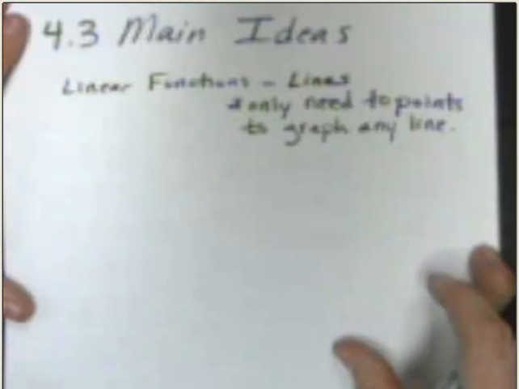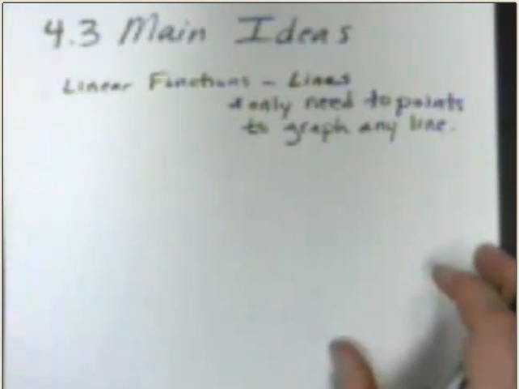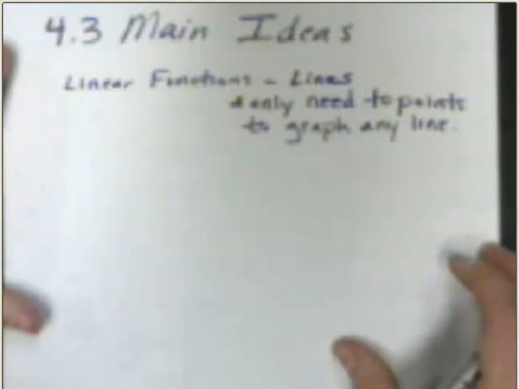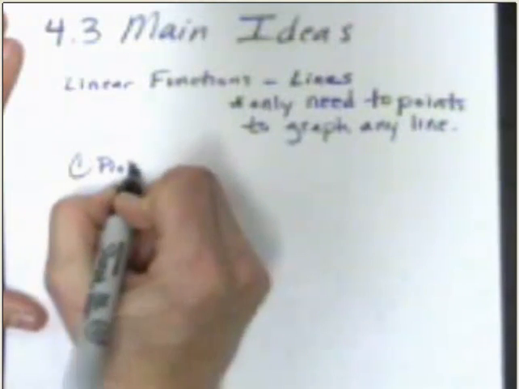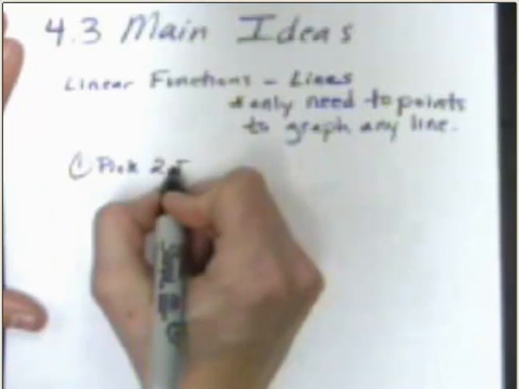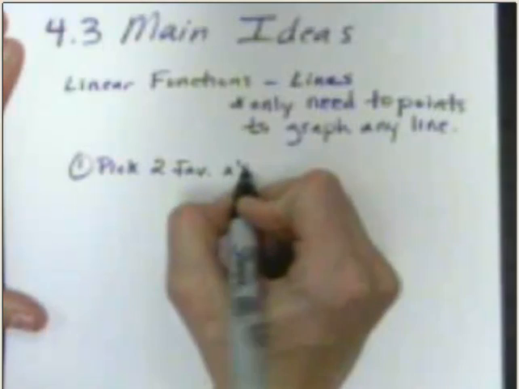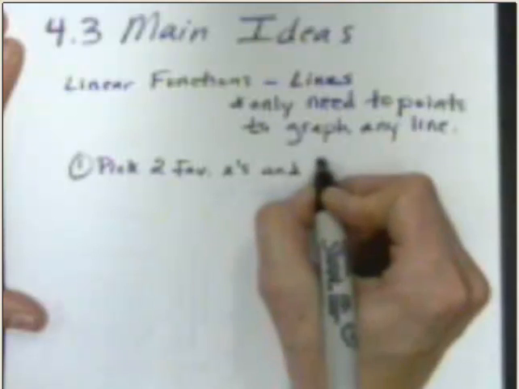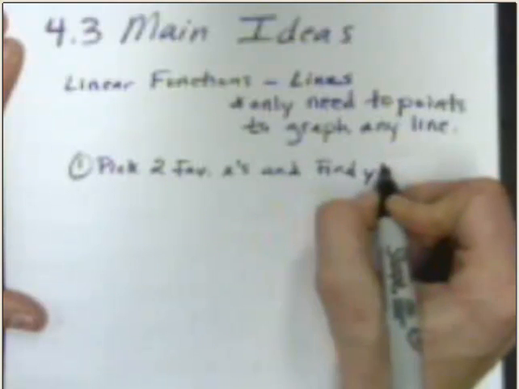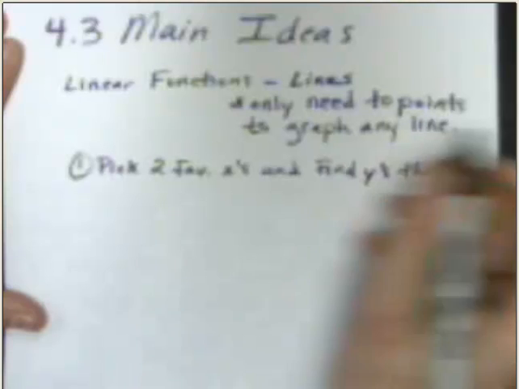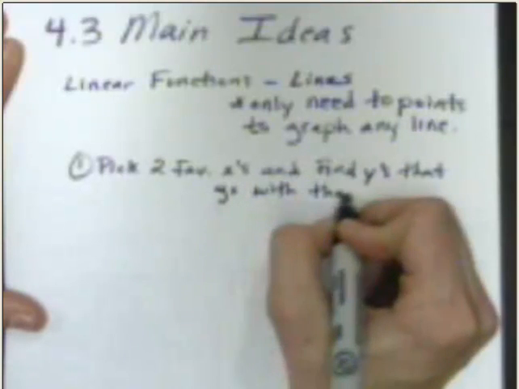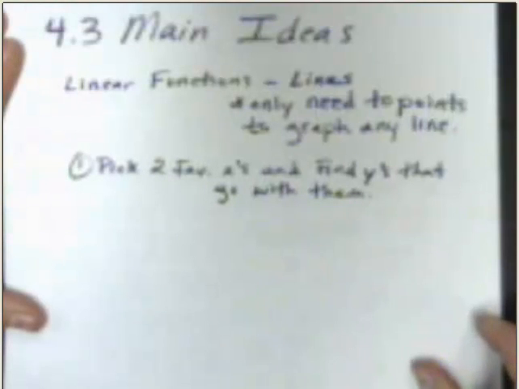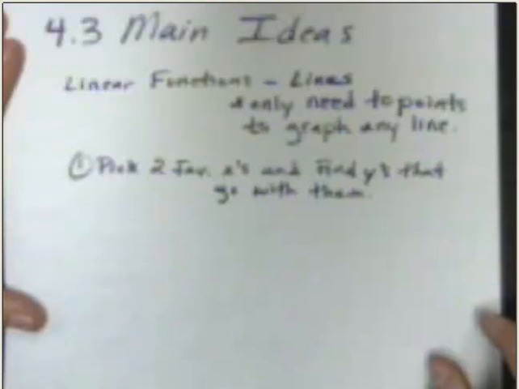So we learned two different techniques last time. We said, you know what, you can pick a random X or Y. So the first thing was just pick your two favorite X's and find the Y's that go with them. And to find the Y's that went with them, what you would do is use a table, right?